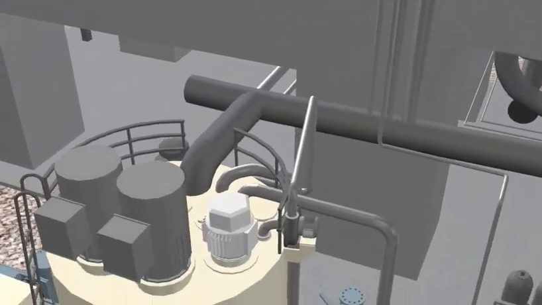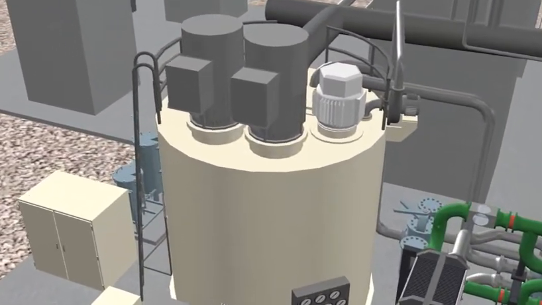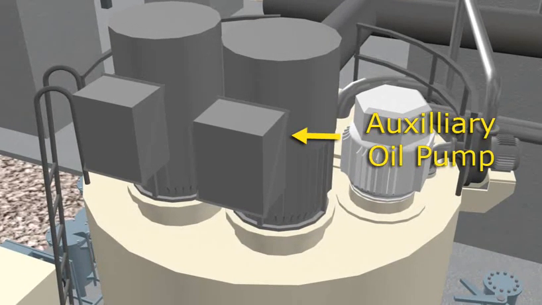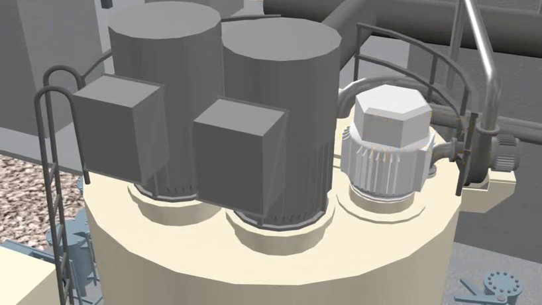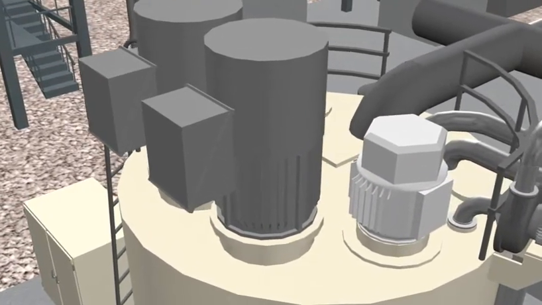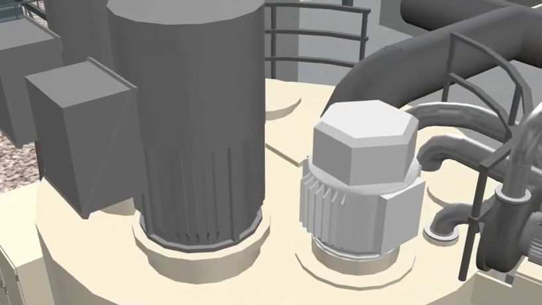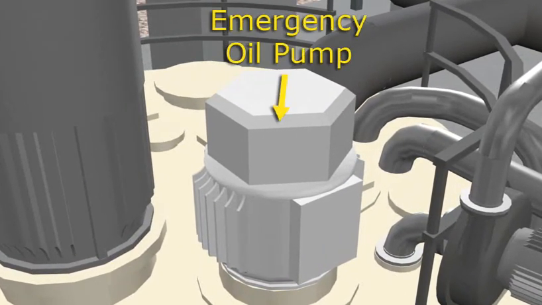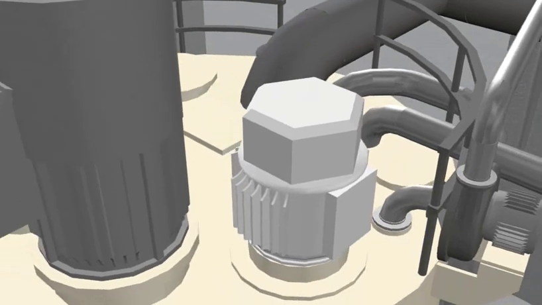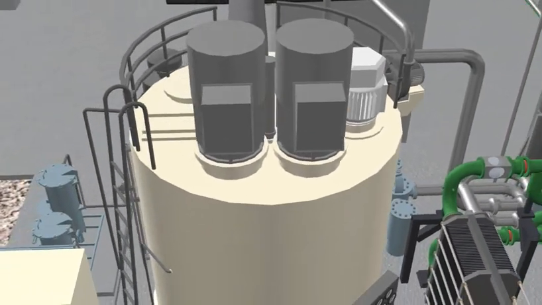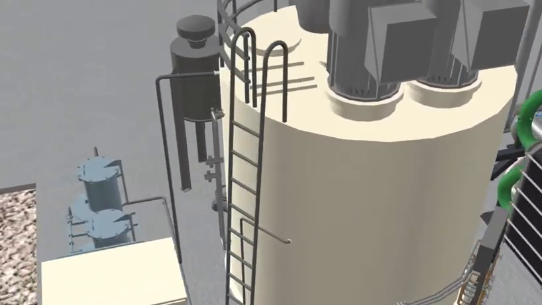The normal lubricating oil pressure is controlled between 14 and 25 psi. The auxiliary oil pump will start automatically if the bearing oil pressure should drop below a predetermined level. A DC motor-driven pump is located on the main oil tank. If the bearing oil pressure drops below a predetermined level, this emergency oil pump will start. The emergency oil pump supplies oil only to the bearings and does not provide control oil.